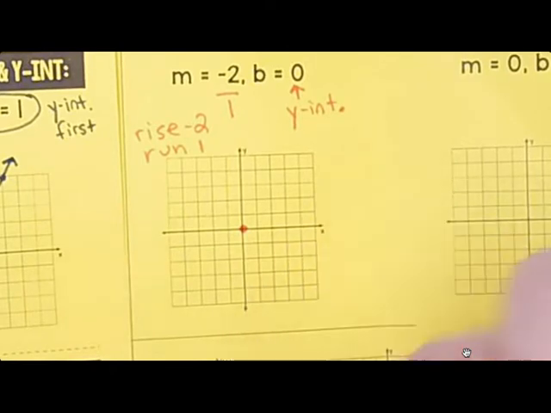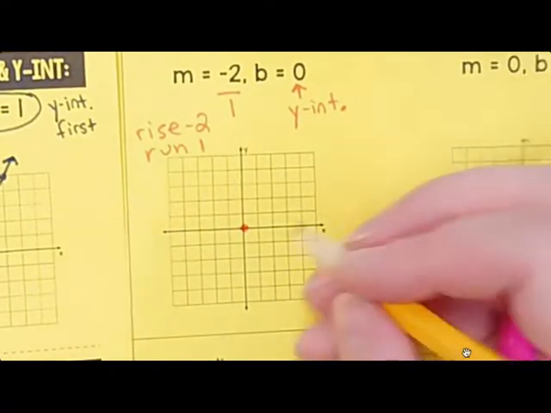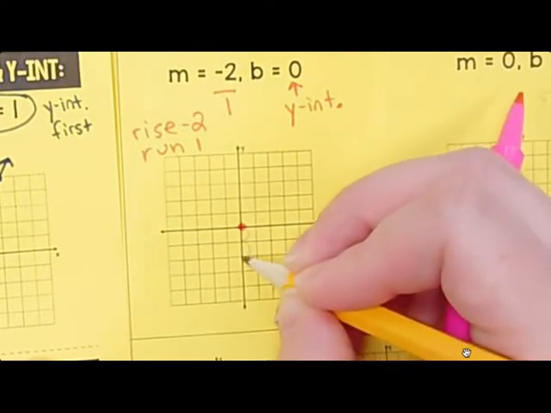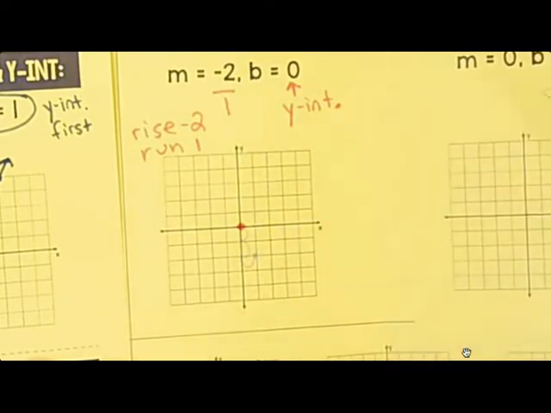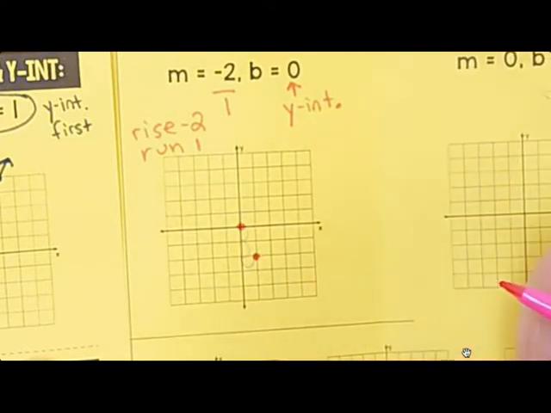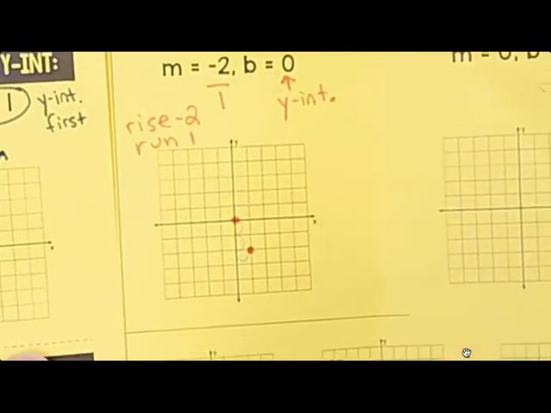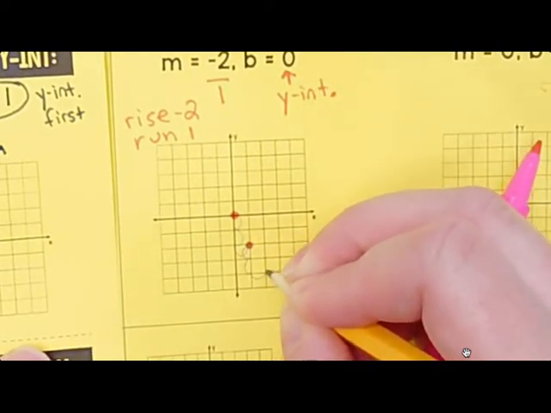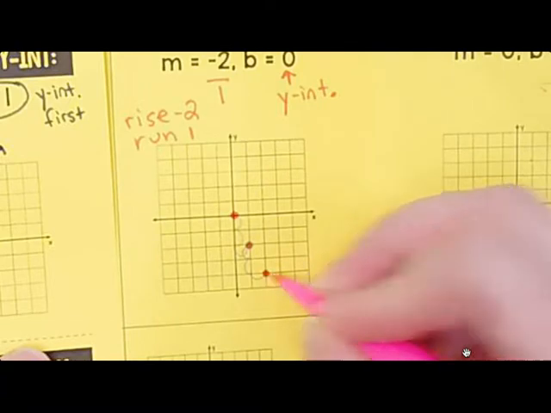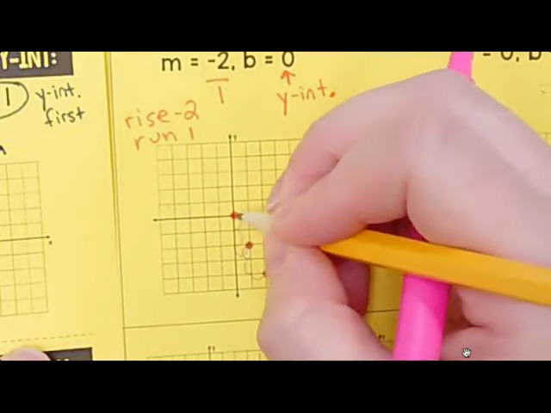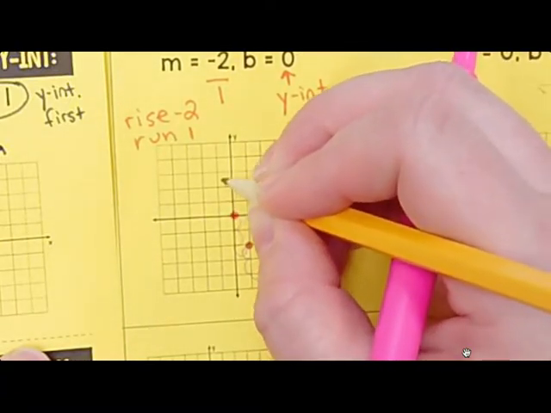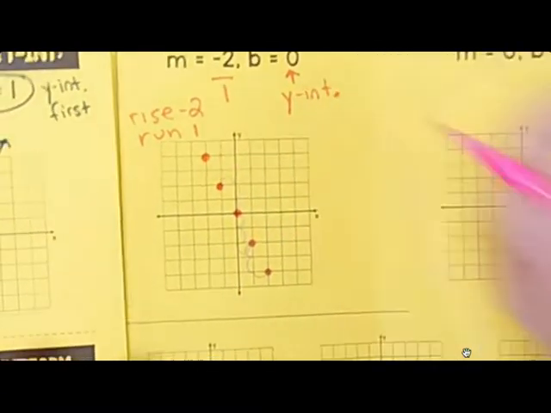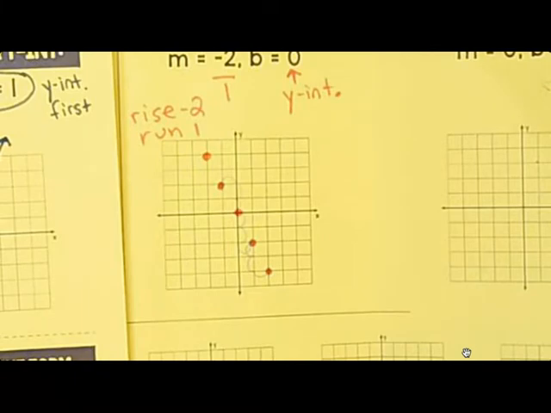If I'm rising a negative number, what does that mean I'm actually doing? Going down 1, 2, and right 1. So we can do that again. Rise 2, go down 2 over 1. And then go the other way. Up 2 over 1. So it's all a stair step. They should all be in line.